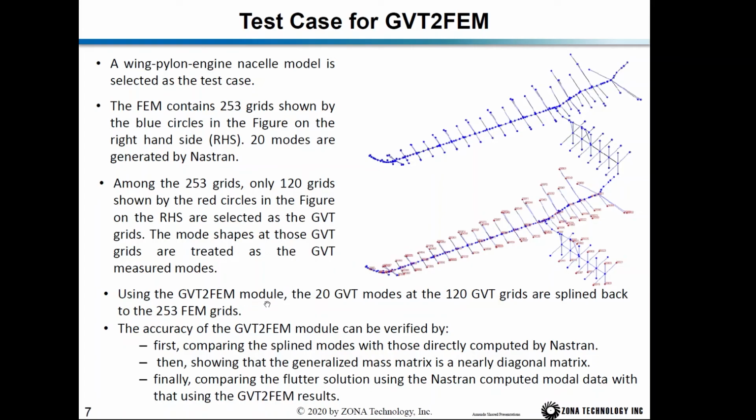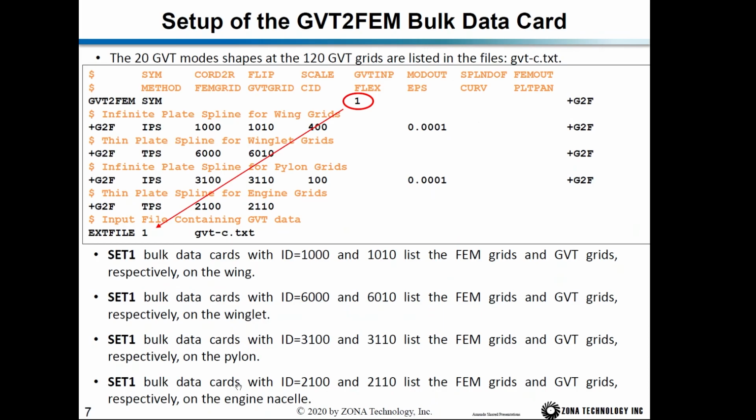Using the GVT to FEM module, the 20 GVT modes at the 120 GVT grids are split back to the 253 FEM grid points. The accuracy of the GVT to FEM module can be verified by comparing the spline modes with those directly computed by NASTRAN, showing that the generalized mass matrix is a nearly diagonal matrix. Finally, comparing the flutter solution using the NASTRAN computed model data with that using the GVT to FEM result.